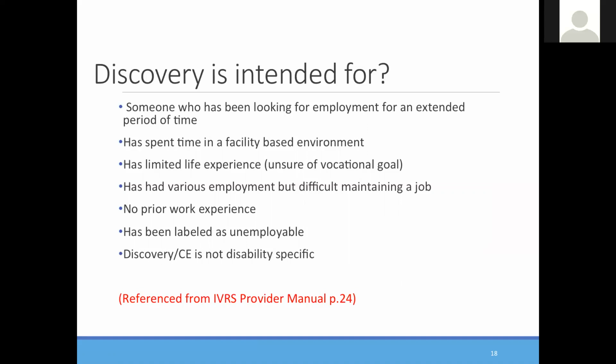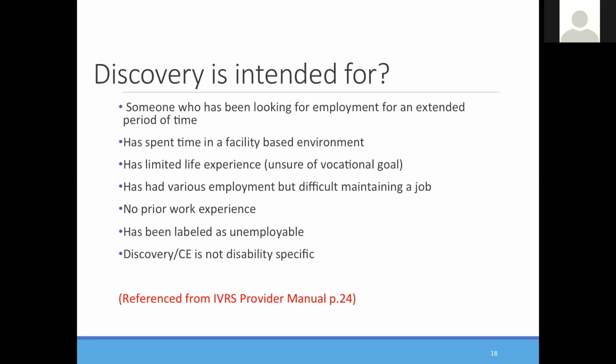That's where discovery could be authorized, so we can go back and really get a better picture of who this person is. Maybe they've spent time in a facility-based environment. They're a prime candidate for discovery, because we need to get to know them outside of that environment. Has limited life experience. So maybe they're just unsure of that vocational goal, right?